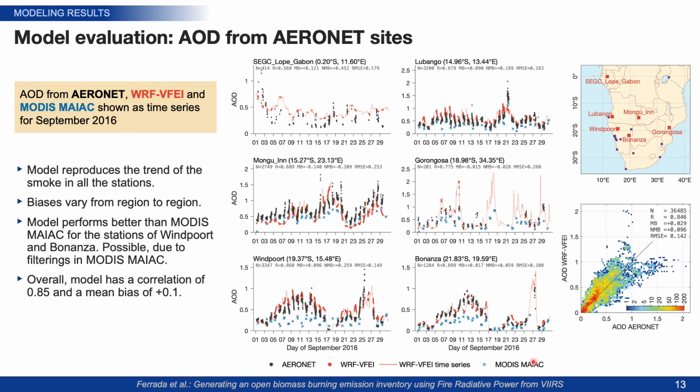The same is true in the stations that are closer to the fire emission source, such as Mongu in Zambia and Lubango in Angola, this latter one with biases of around 0.09. And the scatter plot here shows how the model overall performs when compared against all the stations shown in the map, not only the six, but all the ones that are in purple. And the bias here is around 0.03 if we take the whole matrix.